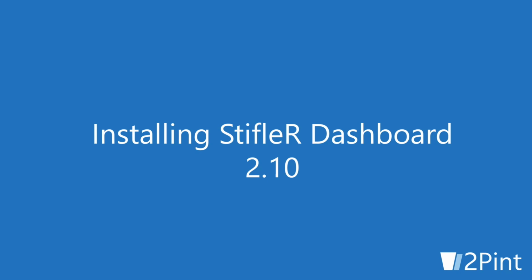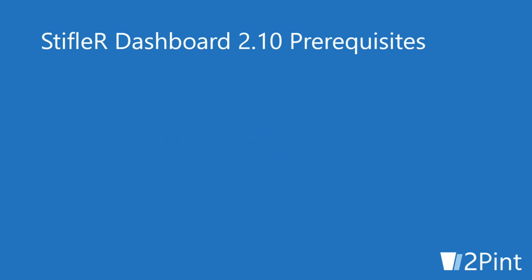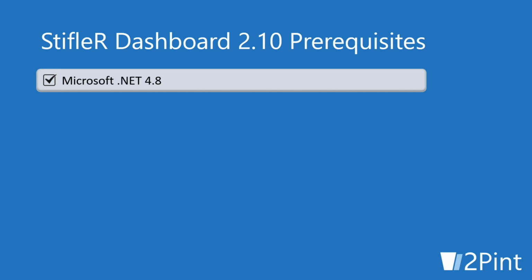In today's video, I'm going to cover the installation of StifleR Dashboard 2.10. Before we begin, let's talk about prerequisites. First thing you'll need to do is make sure that Microsoft .NET Framework 4.8 is installed. If you're running on Server 2022, it'll already be included as part of the OS. If you're running Server 2019, you'll need to download this separately and install it.